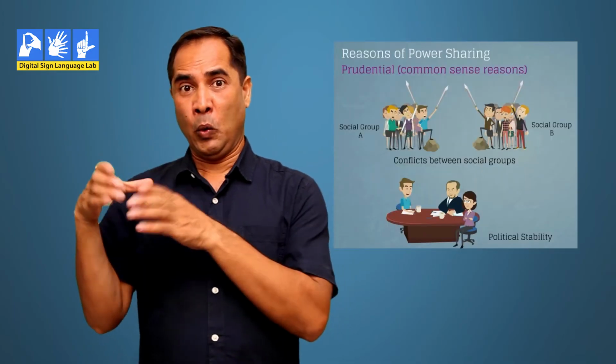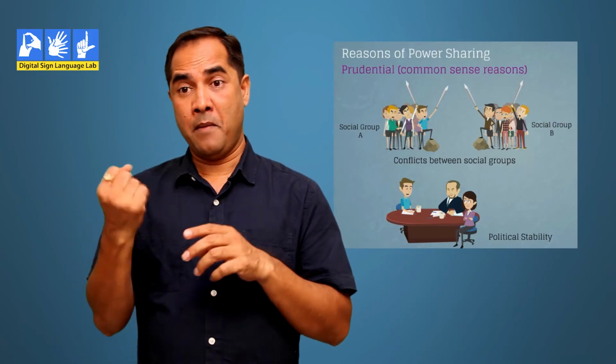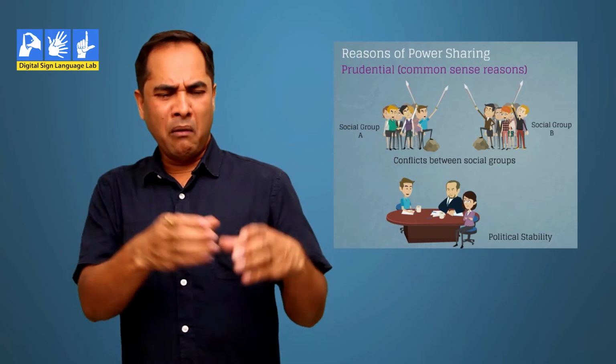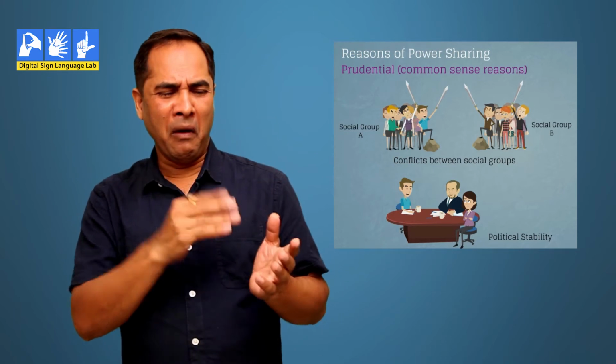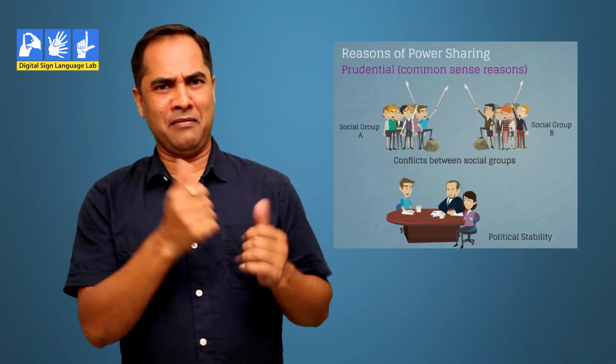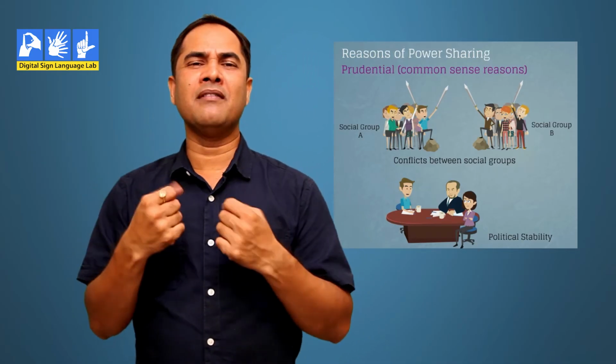Why is power sharing desirable? I'll explain. Two main reasons. The first one is prudential reason. Power sharing is good because it helps to reduce the possibility of conflict between social groups. The social conflict can lead to violence and political instability. Imposing the will of majority might look like a good idea in the beginning, but it may lead to problems in the unity of the nation in the long run.